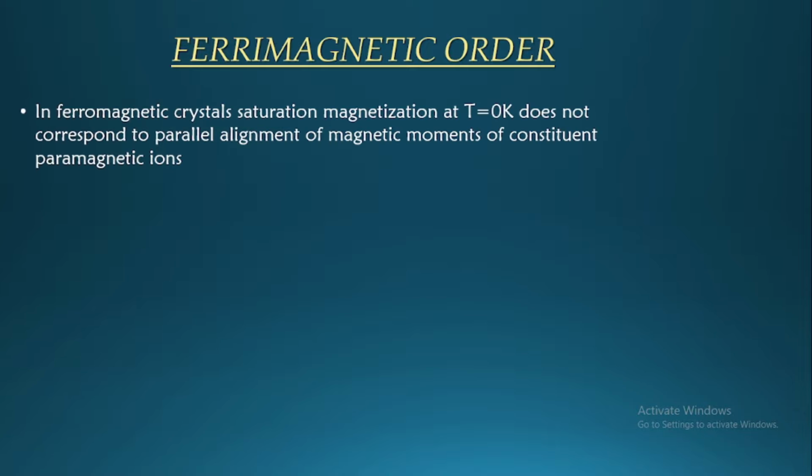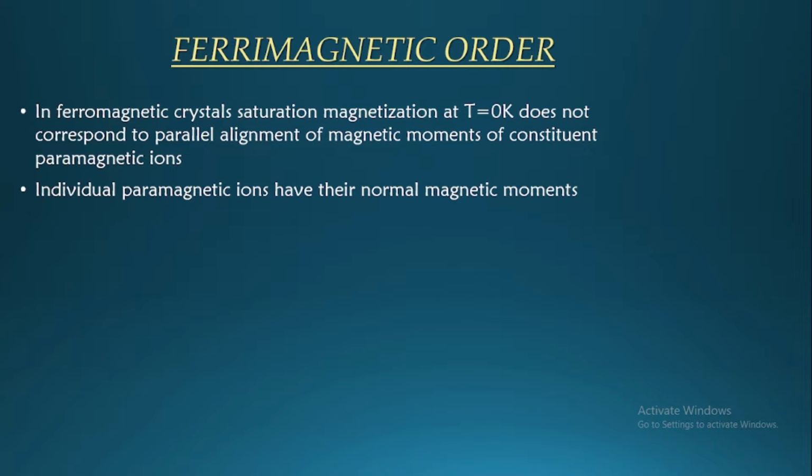If you compare it with ferromagnetic material, in ferromagnetic crystals the saturation magnetization, that is the maximum magnetization which occurs at T equals 0 Kelvin, does not correspond to parallel alignment of the magnetic moments of its constituent paramagnetic ions. And this is the case in many of the ferromagnetic crystals.